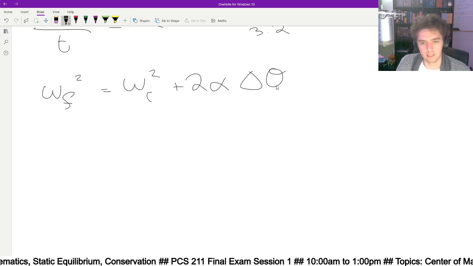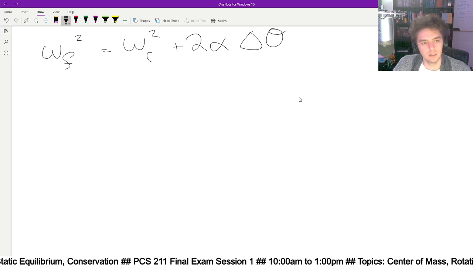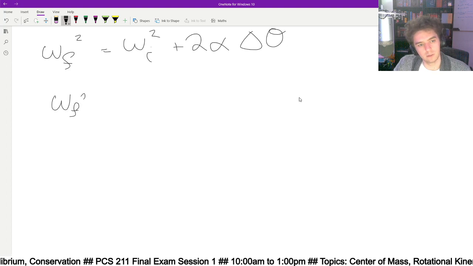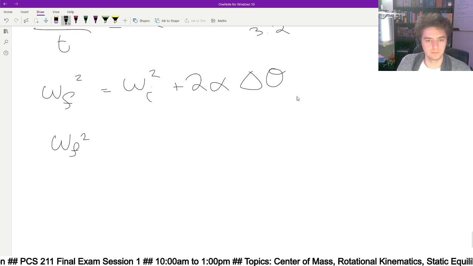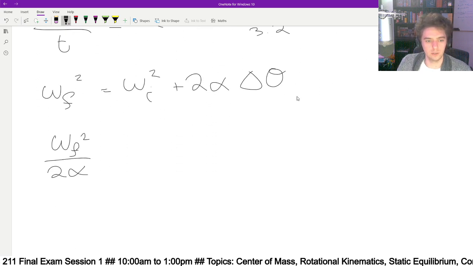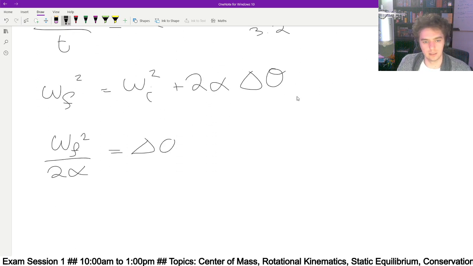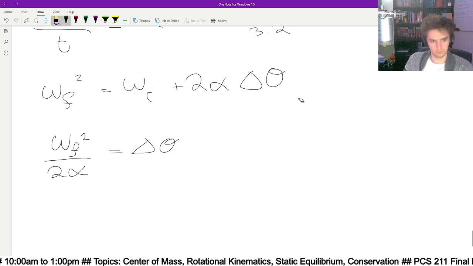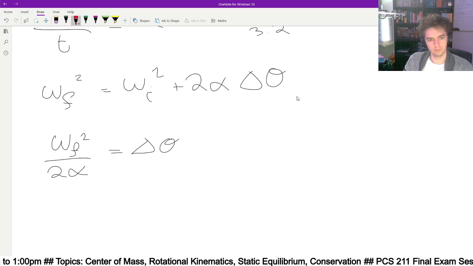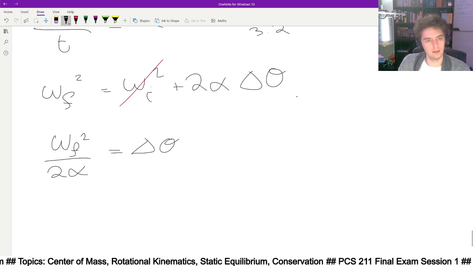So let's find our delta theta. That's what we're looking for, right? So I can say omega f squared over 2 alpha equals delta theta, because omega i squared was 0, so we can just forget about it.